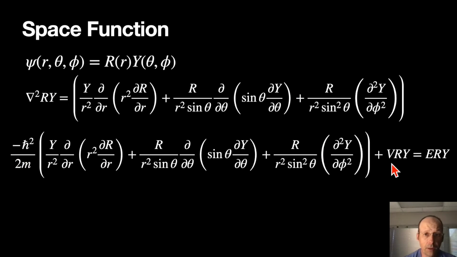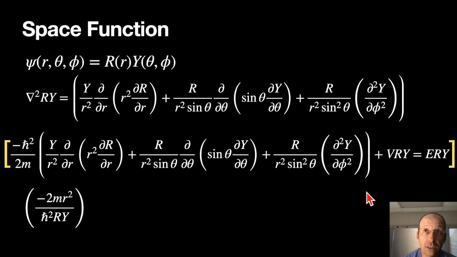Then we have V psi equals E psi, right? That's the same thing. Now let's multiply both sides of the equation, that's what these yellow brackets are, by this term. And so when we do that, this term's going to go away for all the Laplacian stuff, but we're going to get it on these two terms.